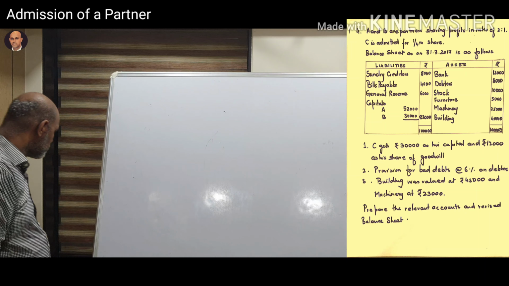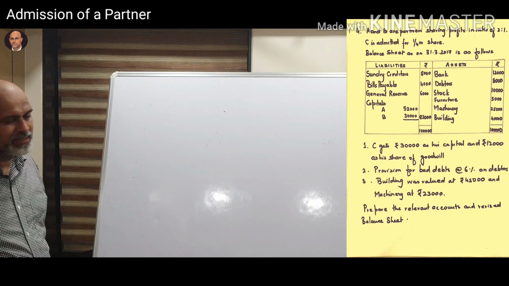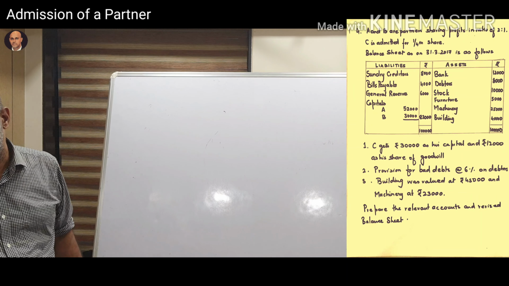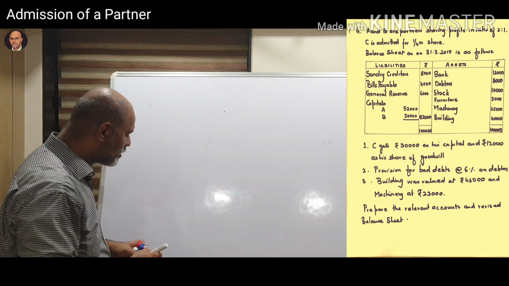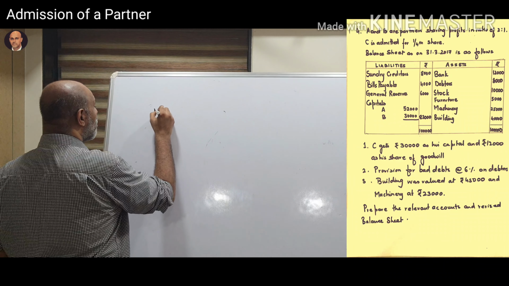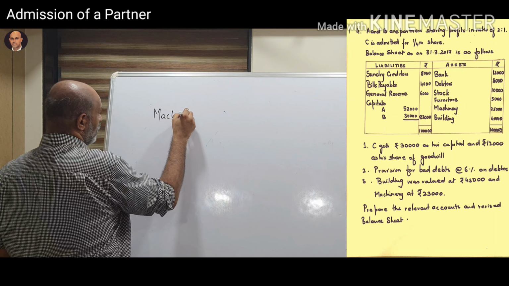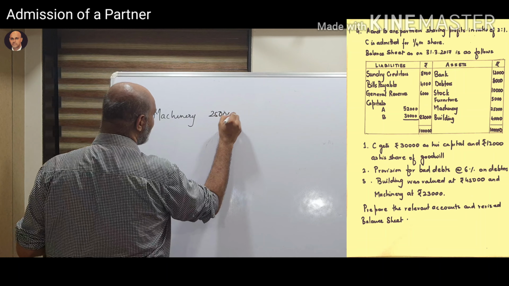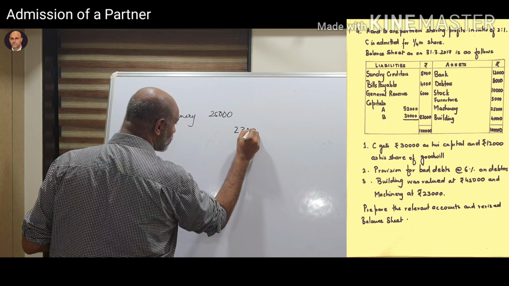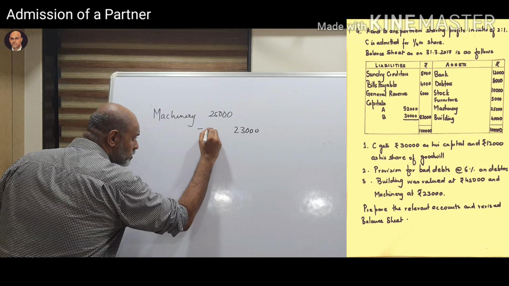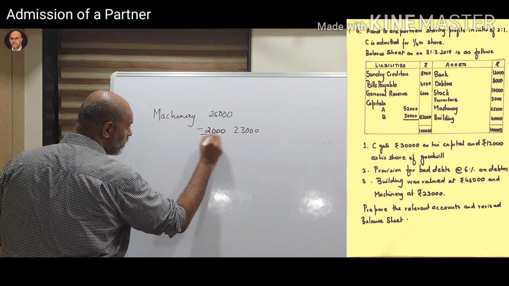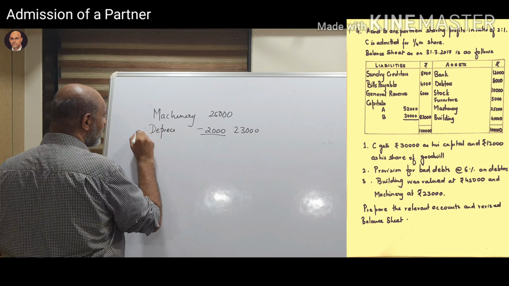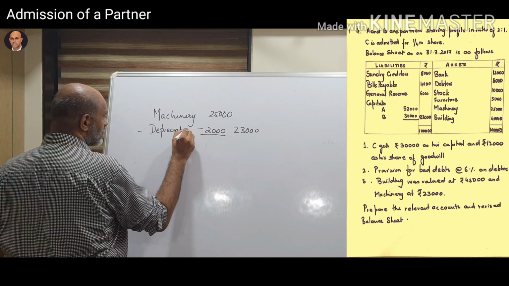Okay, now what is the next adjustment telling? The next adjustment telling is machinery is valued at 23,000. Machinery is valued at 25,000 and now they are telling the new value is 23,000. How is it possible? It is possible if I minus 2,000 from here. So the value of machinery has got depreciated. So there is a depreciation of 2,000.